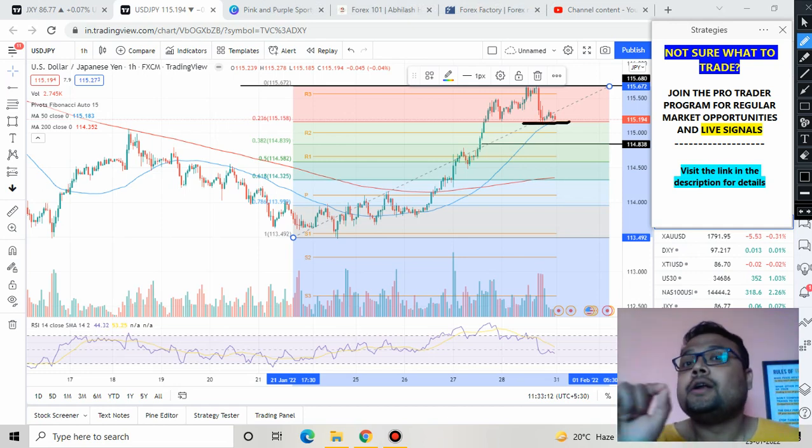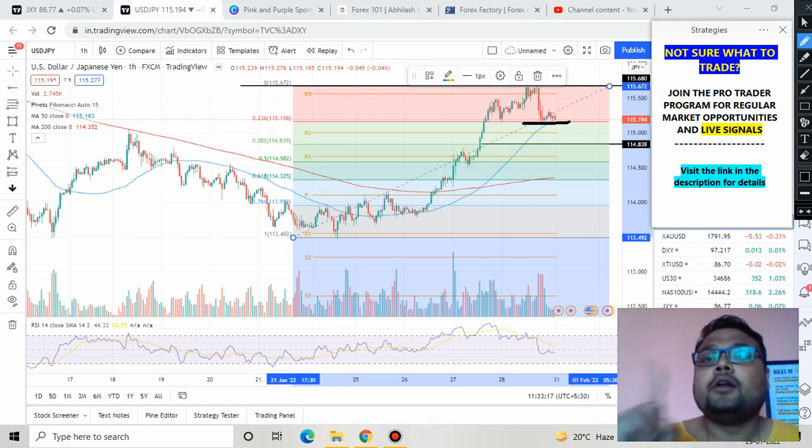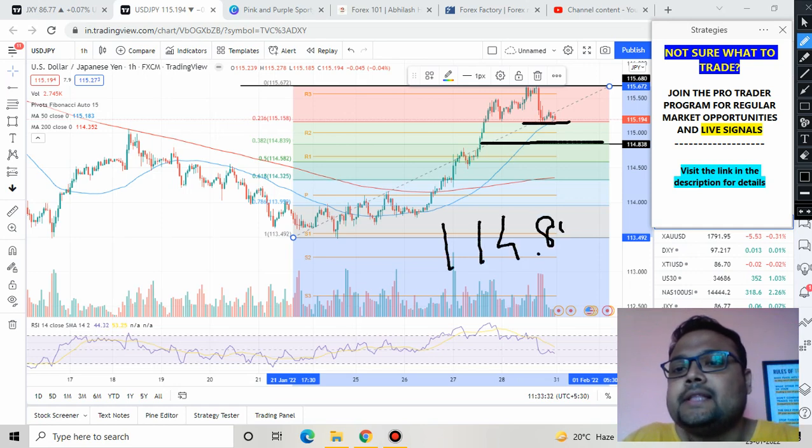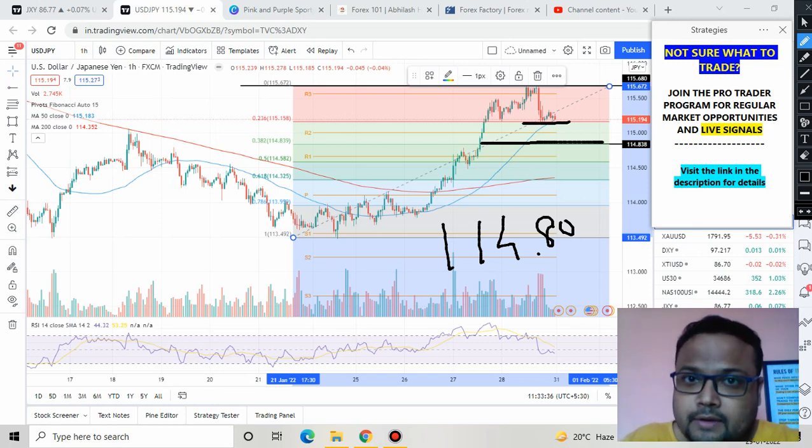do not take any sell position, because as we all know, market has only one rule: the trend is your friend. So considering the trend of the market, taking a sell position in this market is very risky. If market breaks this level, then wait for the market to test 114.80 level. This is the 38.2% Fibonacci retracement level.